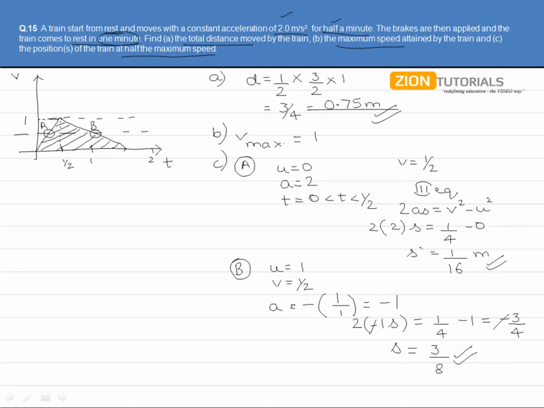So we have found out the 2 points at which the train will be having the speed half of its maximum speed. Now just note that in all such types of questions, just prefer to make a graph, just a rough sketch of it, so as to get the idea of what we need to do in the question.